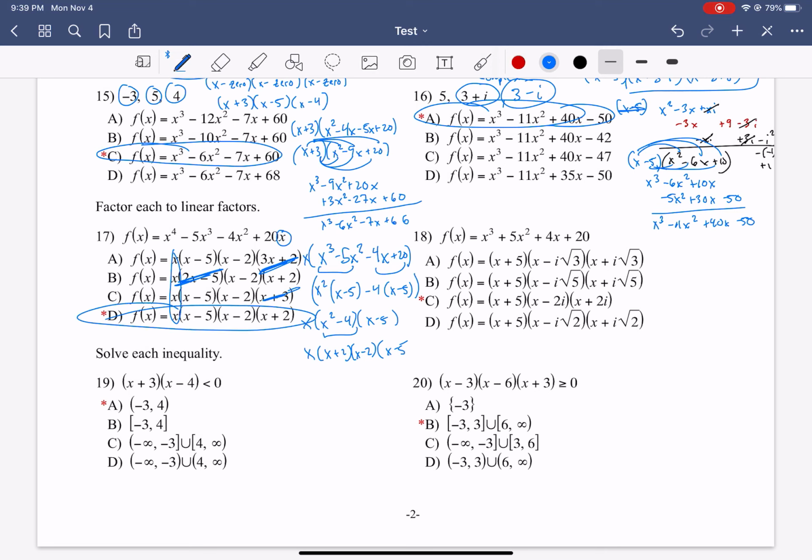If we move on to the next one, if we try to do the same thing, there's nothing we can take out of each, but we can see, can we just group it right away? And in that case, let's see, we get x squared out of the first two terms, 4 out of the last two terms. We get the same thing.